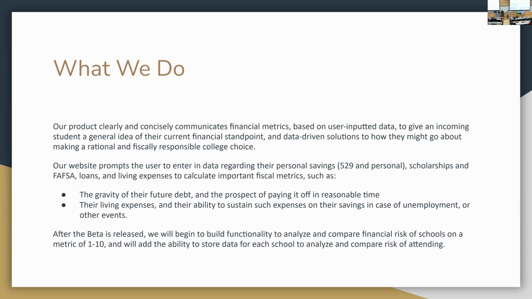So after the beta is released, we're going to begin to build a little bit more in-depth functionality to analyze and compare risk of specific schools. So we're going to stratify based on the school and actually provide a metric, much like a credit score, but on a 1 to 10 scale based on how risk averse you are in your financial situation for going to school A versus going to school B.